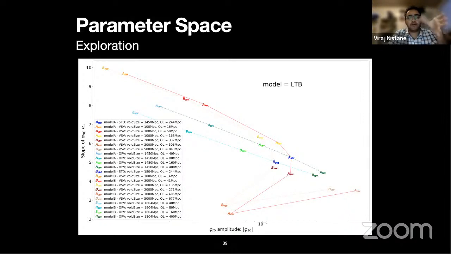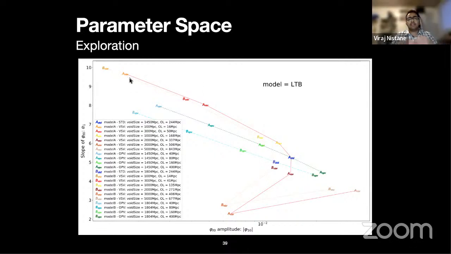and X0. R0 is the observer position, X0 is the void size. So we see the effects of changing these parameters on the effective approach parameters, that is the phi L0 amplitude and the phi L0 slope alpha 1, and hence indirectly on the signal to noise. So let's see what these plots are for the red and the yellow curves.